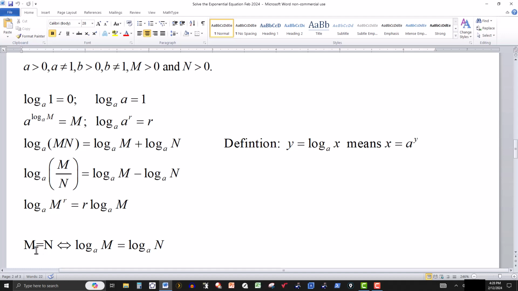If m is equal to n, and m and n here are positive, you can take the log of both sides. Log of m to base a, whatever base you pick, is equal to log of n to base a. And the log of m to the r to base a equals r log of m to base a, so the exponent becomes a coefficient. You have the difference of logs here: log of m to base a minus log of n to base a becomes the log of m over n to base a. There is a similar one for a product. Hopefully you've seen these properties before.